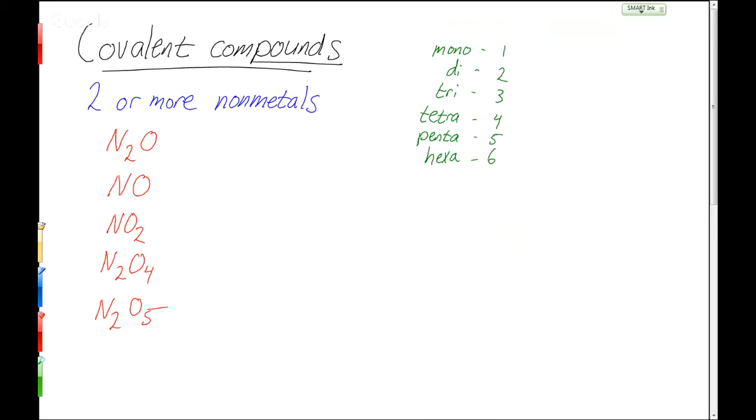So this first compound has 2 nitrogens and 1 oxygen in the formula. So we call it dinitrogen monoxide. It would be monooxide, but whenever there's 2 O's together like that, they just get squished into one. So it's dinitrogen monoxide. What do you think the next one's called then? You want to give it a shot?